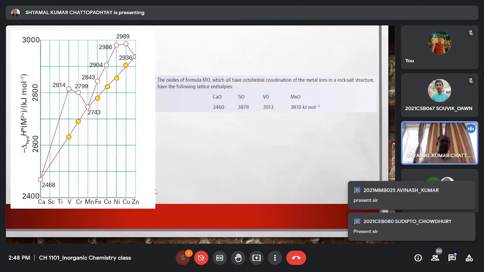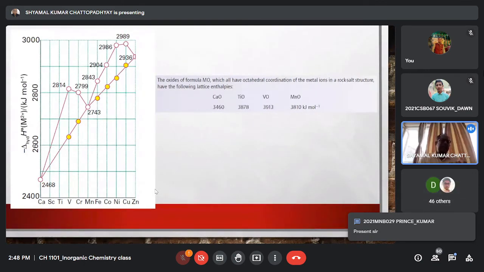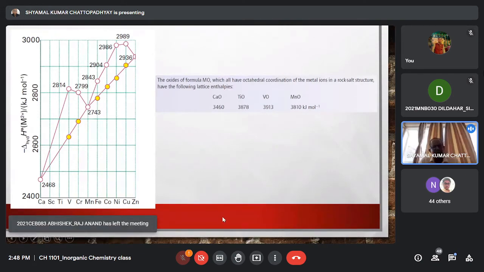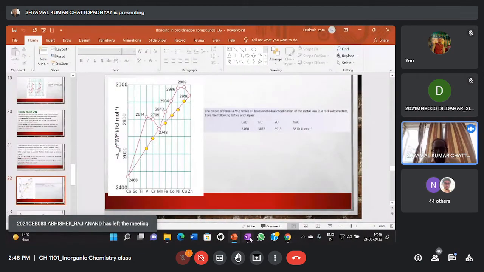Next, we go to another application of crystal field theory, and that is explaining, say, the heat of hydration of different bivalent or trivalent metal ions. Here we have taken bivalent metal ions. Now, what is heat of hydration? Heat of hydration, we may write it in this way.